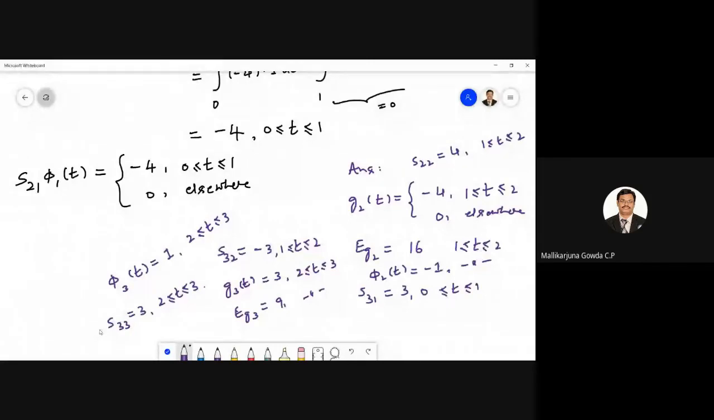So try to find out and verify your answers with respect to these values. If there is any difficulty, I will take it up tomorrow. Is that fine?